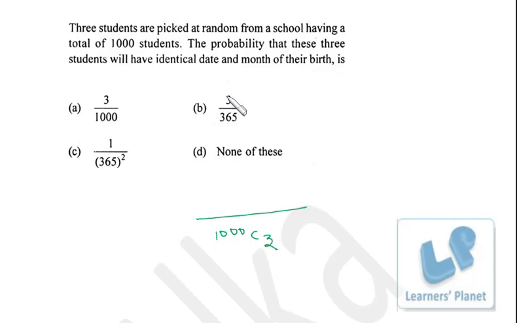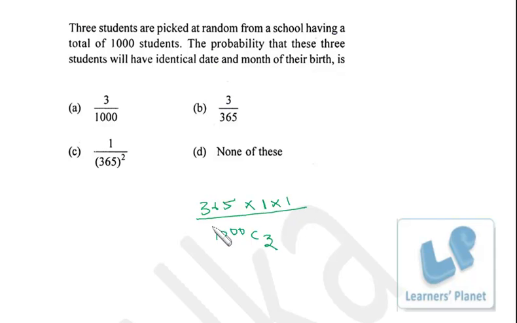Now these 3 students should have identical date and month of their birth. Suppose the first student has 365 choices. Obviously, because he can have any birthday, any date or month, maybe 1st October, maybe 31st December, whatever. Now the second one has just one choice, because whatever the date and month of this particular child is, the same should be of this one.